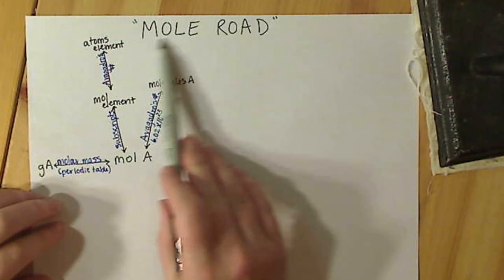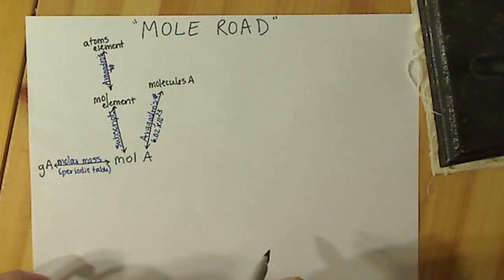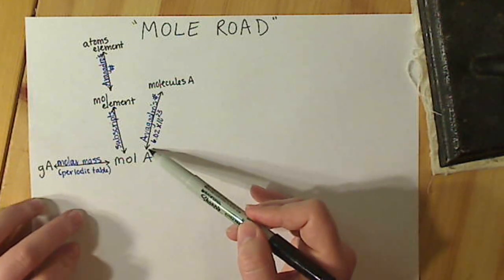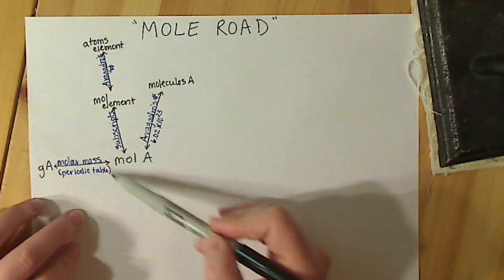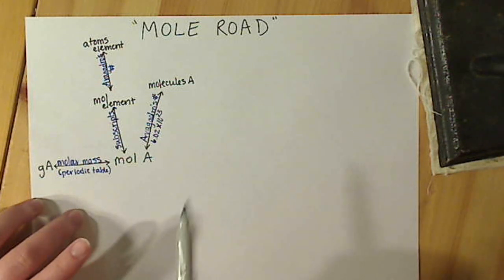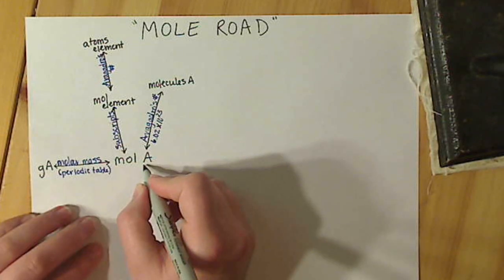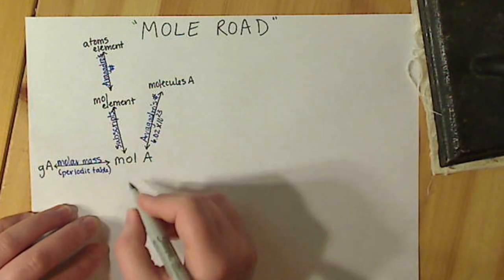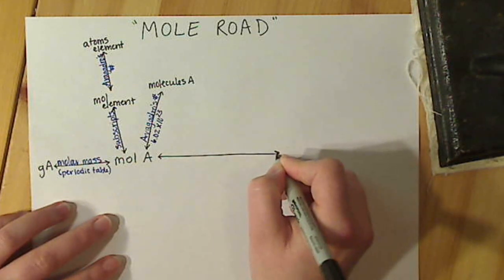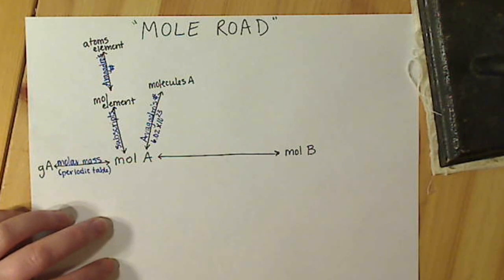Now, what makes this mole road super powerful? Okay, and what's very, very important for this mole road is that we want to always calculate to moles of whatever compound we're looking at, because if we can get to moles of compound A, from no matter where we started here, we can then convert to moles of compound B.